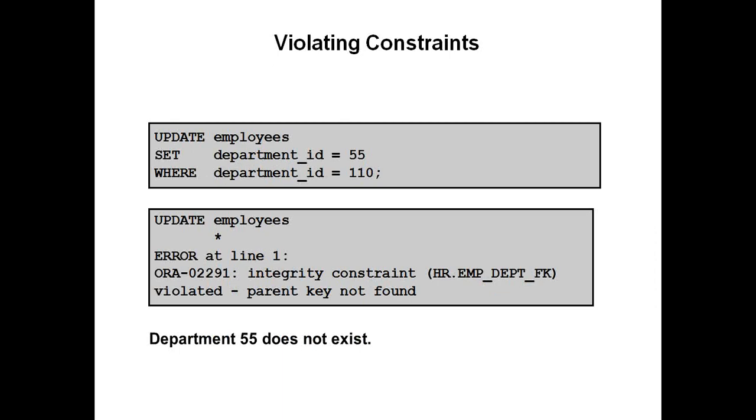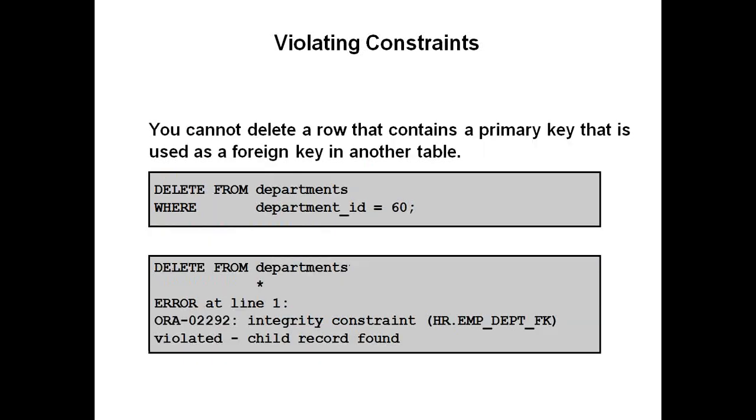So this is one more thing where you are violating the constraints. Whenever you want to update the foreign key, it should have a proper primary key configured. If we don't have that, we would land up with this particular error. And the other thing, you cannot delete a row that contains a primary key that is used as a foreign key in another table. So this is one more restriction we have.